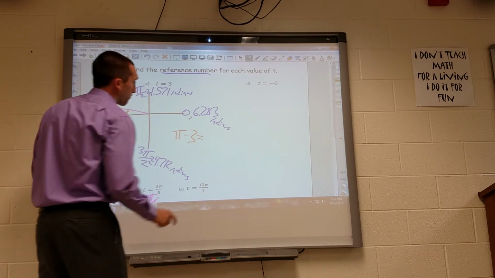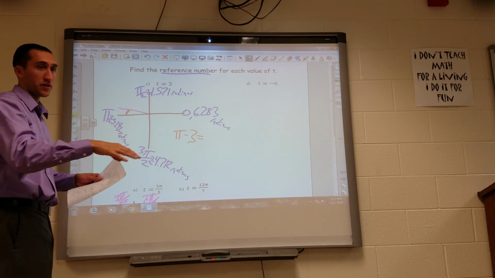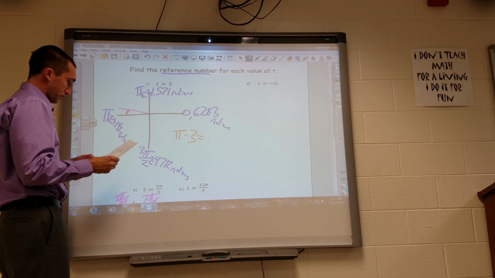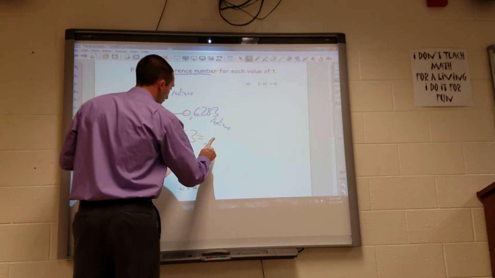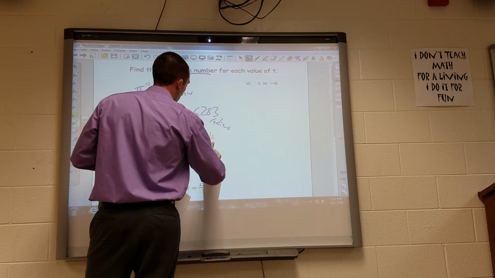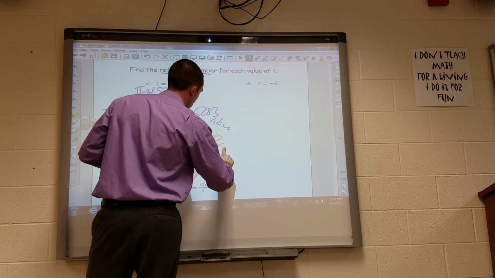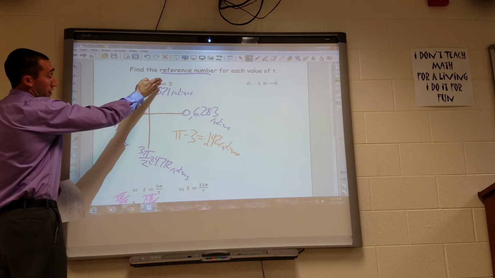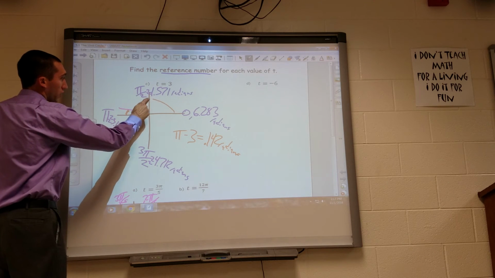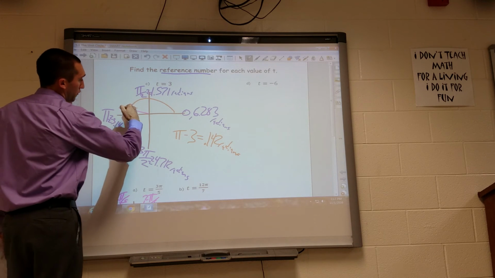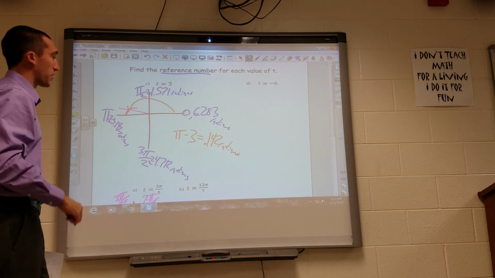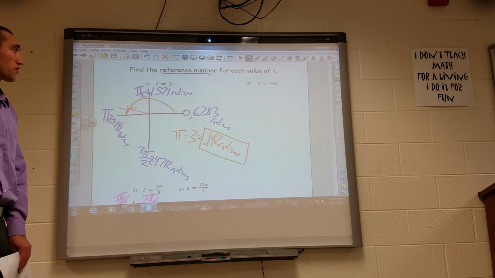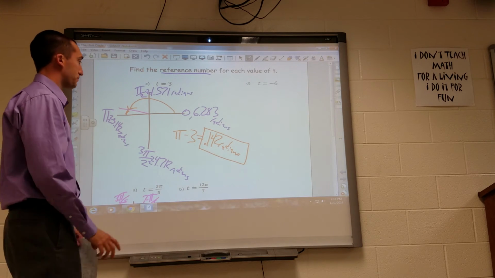And so when I do pi minus 3, so that's just 3.14, your calculator has a button for pi, I get the reference number 0.142 radians. And that's when I have an angle of 3 radians. So that starts here, goes all the way to here. I need to find the reference number, that's how far away that is from the x-axis, and that is 0.142 radians. So a very small angle is left.